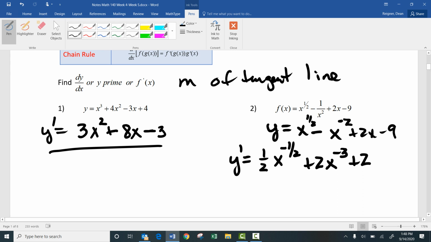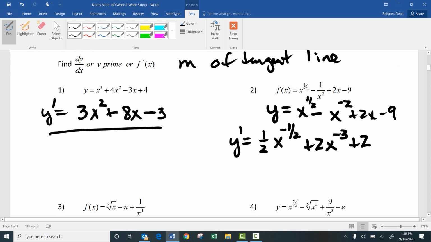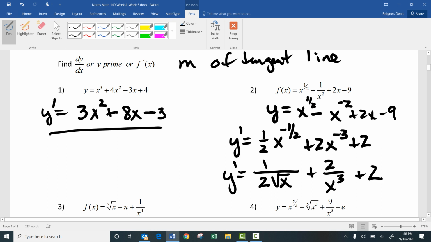So this would be fine for me if you rewrote it without using negative exponents. You would have 1 over 2, and then this is a square root, and it's negative, so it goes on the bottom. And then plus 2. So if you rewrote it, that's what it would be rewritten.